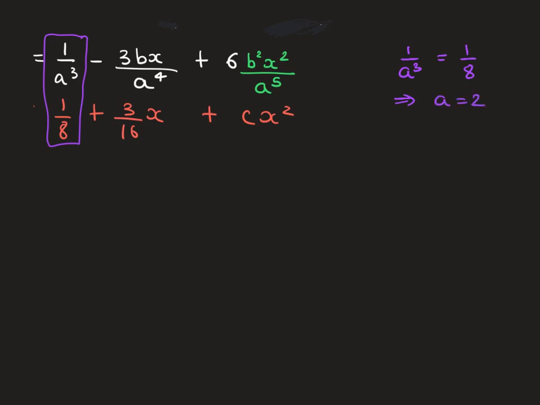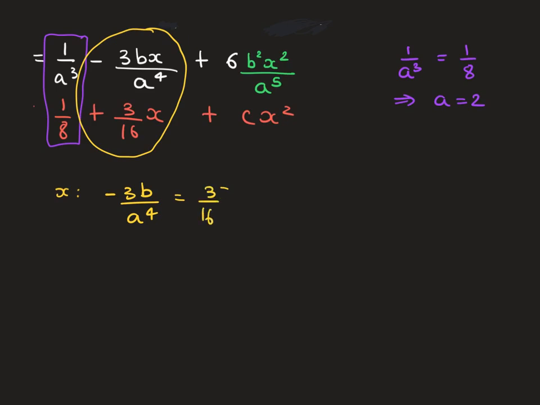So now let me compare the x terms here, and we need to compare their coefficients because that tells me that minus 3b over a to the power of 4 equals 3/16. And I can use the fact that we know that a is equal to 2 to then work out what b is equal to. So cancel the 3's there, and b is equal to negative a to the 4 over 16, which actually works out to give me -1 using this value of a that we worked out.